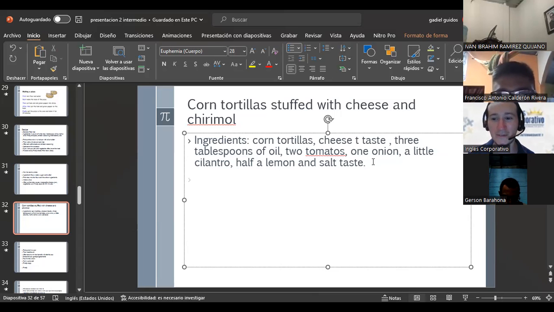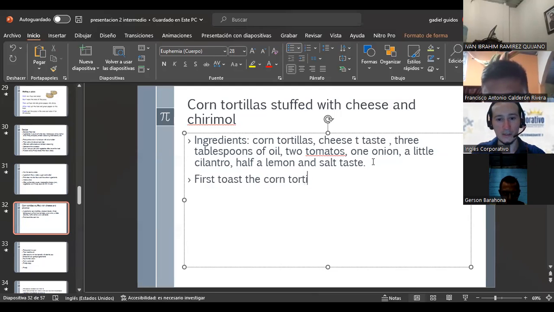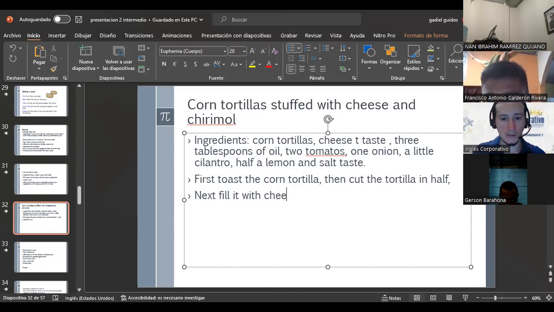All right, so please continue. Okay, thank you, teacher. Well, first toast the corn tortilla. Perdón, toast the corn tortilla. Okay, thank you. Then cut the tortilla in half. Okay, cut the tortilla in half. Next, fill it with cheese. Fill it with cheese, okay.